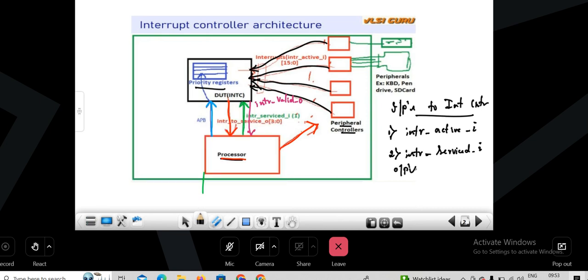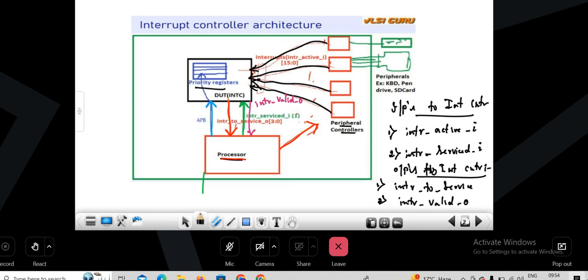Let me write the outputs of this interrupt controller. What is one output? I can call it interrupt to service. Correct? Then what is the other output? Interrupt valid output. Now for this block, how many inputs and how many outputs for the interrupt controller? Two inputs and two outputs. Correct.